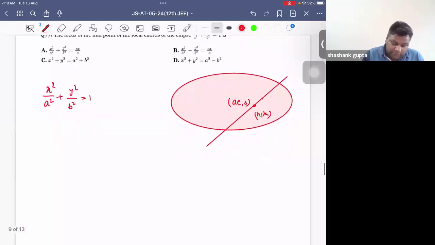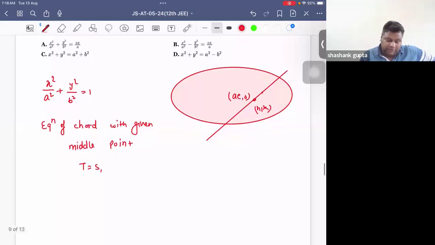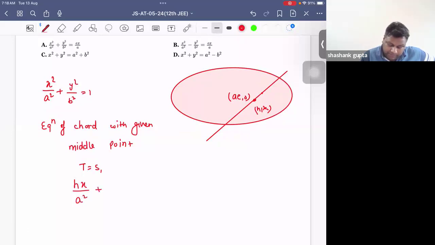So first of all, what I'll do is write the equation of the chord with the given middle point. And what is the equation? T equals S1. So hx upon a square plus ky upon b square minus 1, this is T, and S1 will be what? H square upon a square plus k square upon b square minus 1.